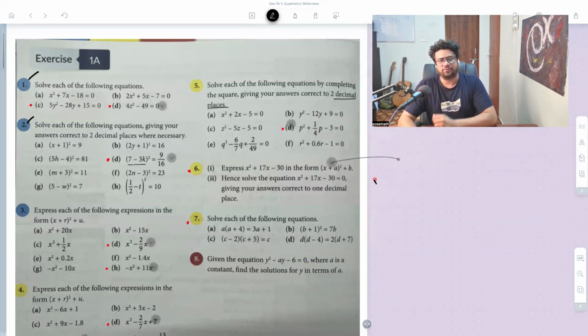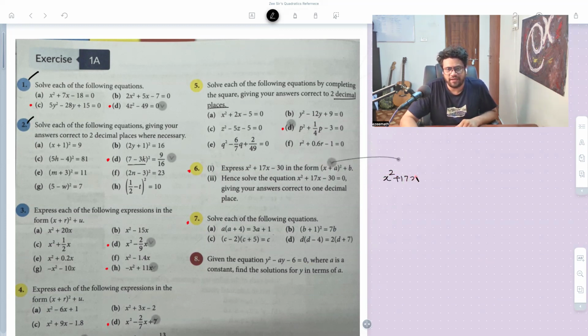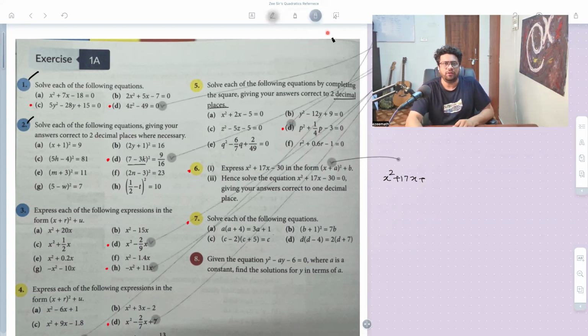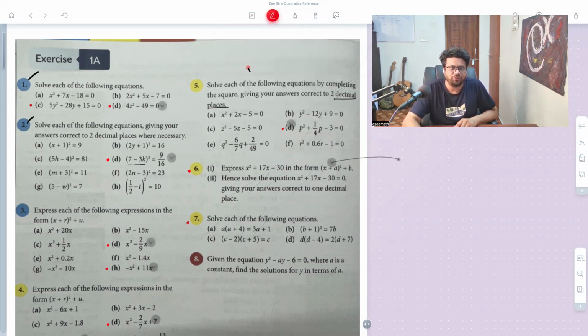Now look at the sixth one. The sixth one, they want you to bring it to square form: x squared plus 17x plus 30. See, what I do now is I'll let you do these questions. I'm going to mark the questions that you should be able to do. Well, you should try this one, and this one.